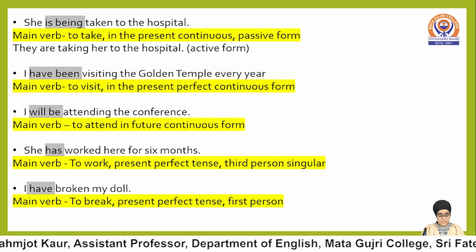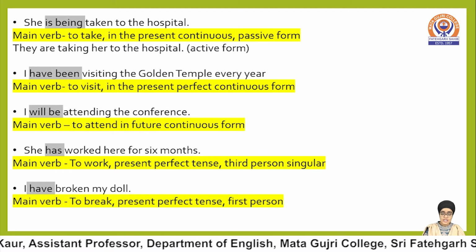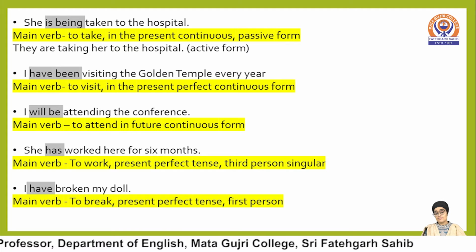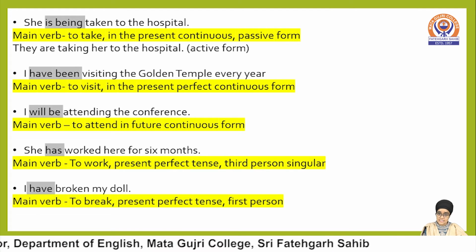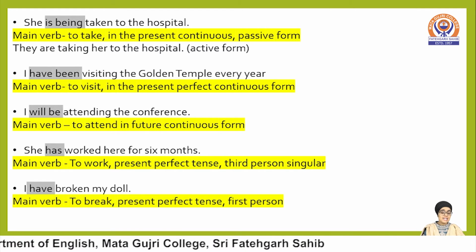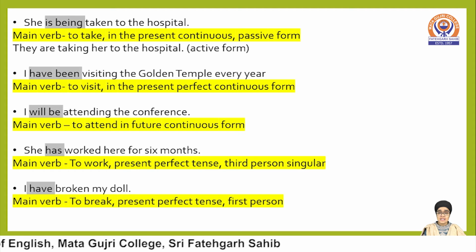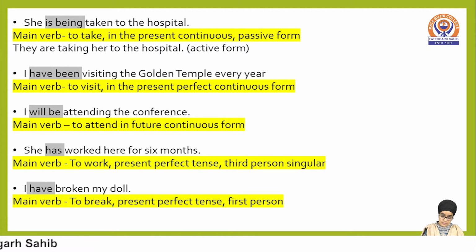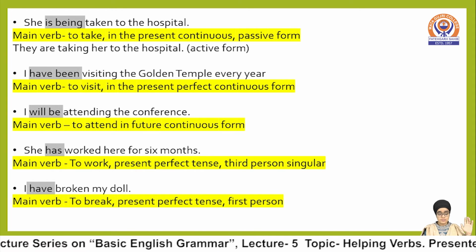She has worked here for 6 months. Again, the helping verb has will be used with third person singular to denote present perfect tense, something which has just completed. Here if I use she had worked here for 6 months, the helping verb is changed, but the main verb remains the same, but the tense changes. So she has worked here for 6 months, the helping verb is has, it denotes present perfect tense. She had worked here, it's something which completed in the past, so it's past perfect tense.